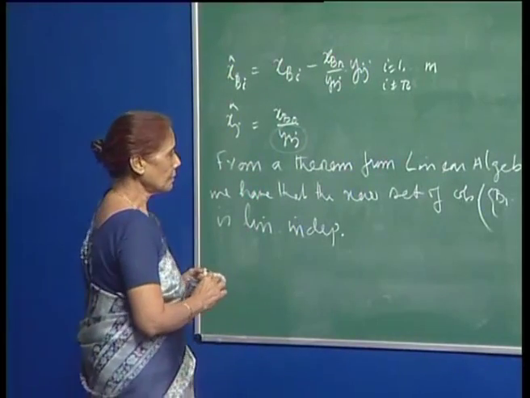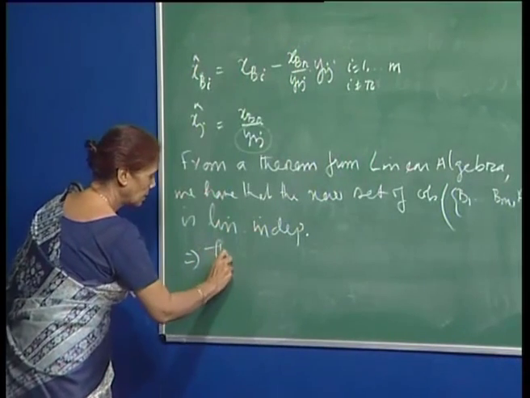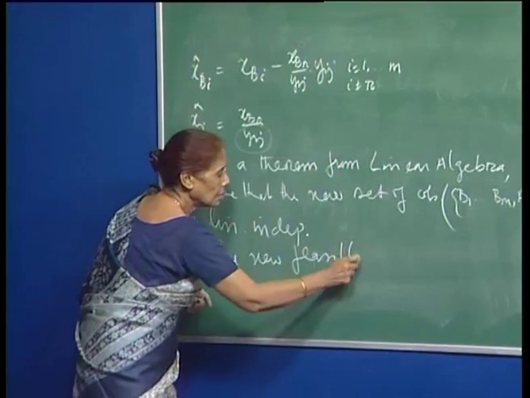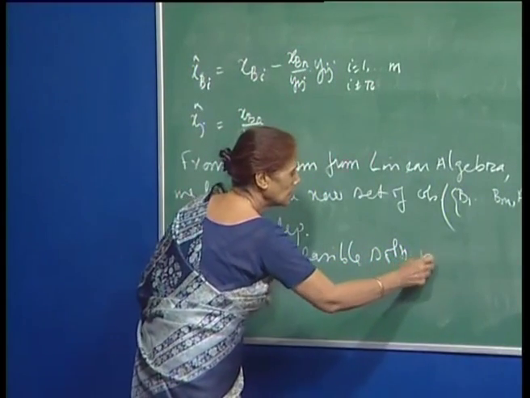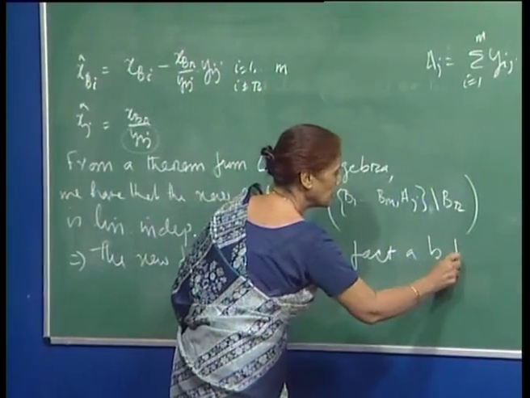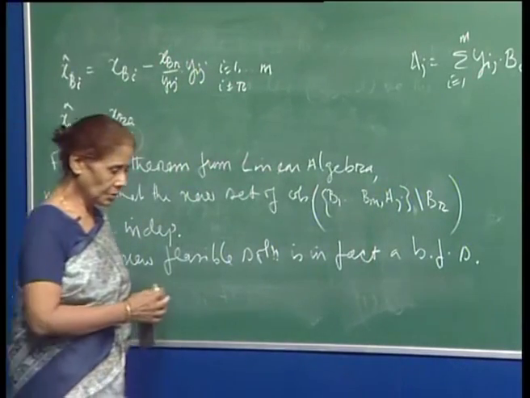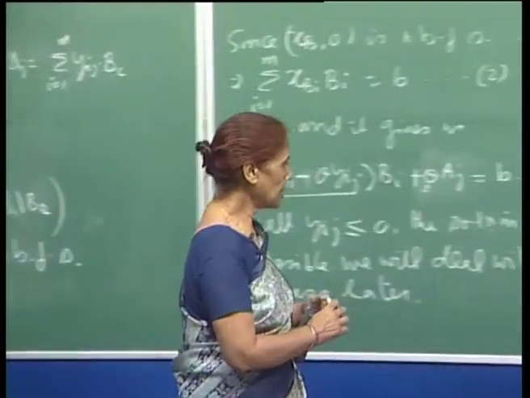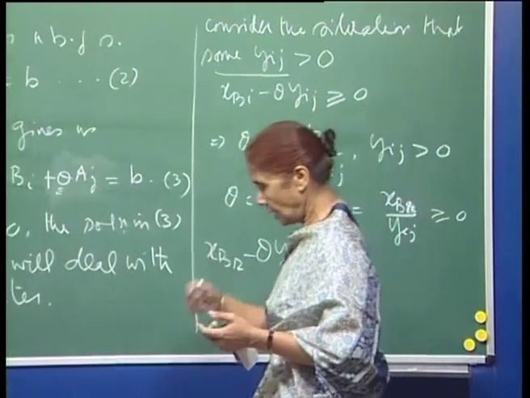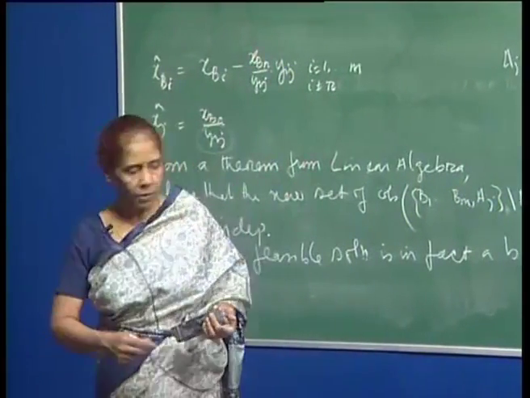Okay. So then this is a linearly independent set, which implies that the new feasible solution is in fact a basic feasible solution. So we have achieved what we set out to do, that is to construct a basic feasible solution from a given basic feasible solution, and what we do is we replace one of the basic columns by one of the non-basic columns.